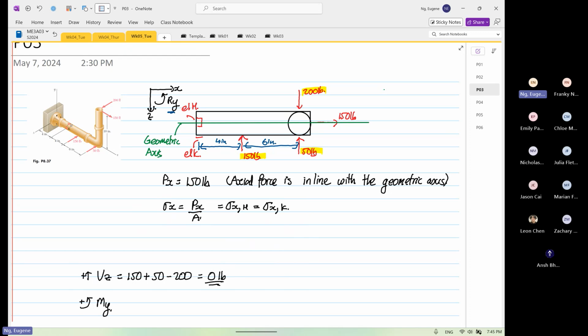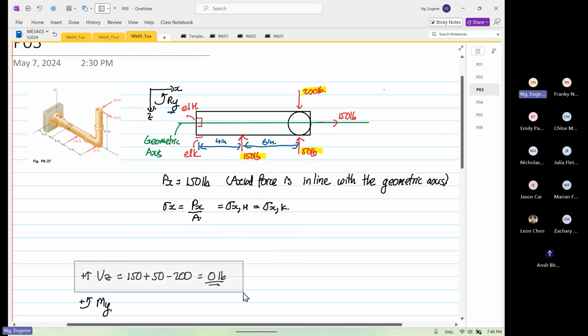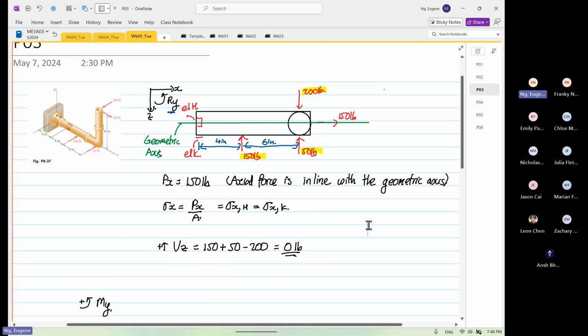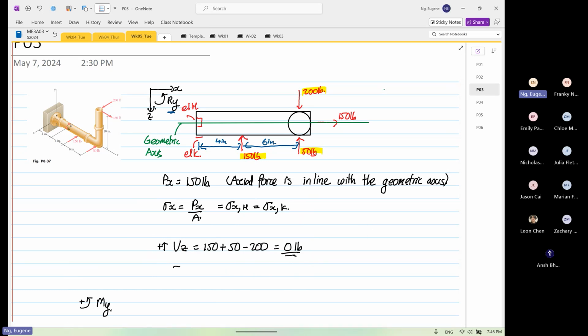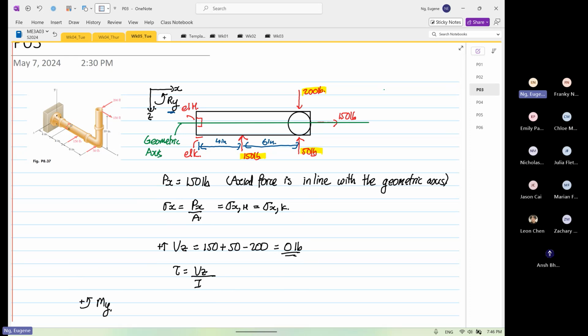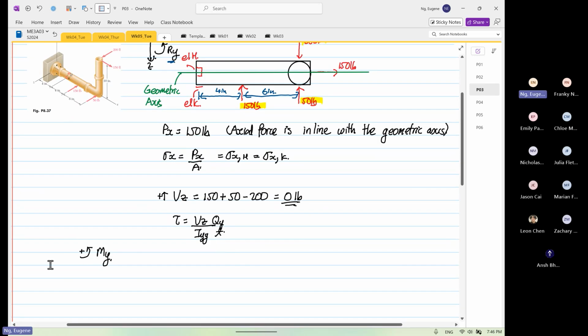The next thing that we look at is our shear force, Vy. Now, in this case, we happen to be lucky. It's 0. If it's not 0, it will contribute to a shear stress, which is equal to Vz over Iyy, Qy over T. Okay. So after this, in the next chapter, I will teach you how to calculate the shear stress. Now we have to look at the moment about y.